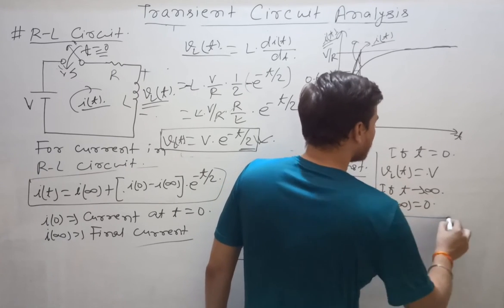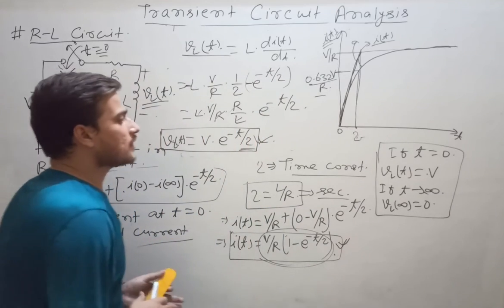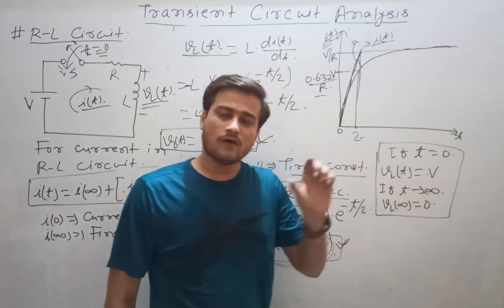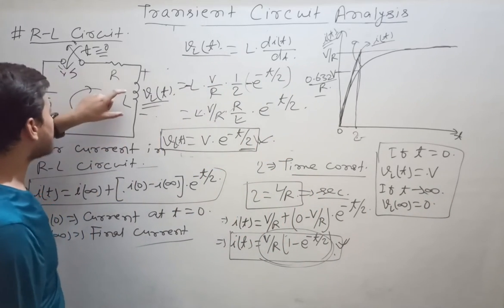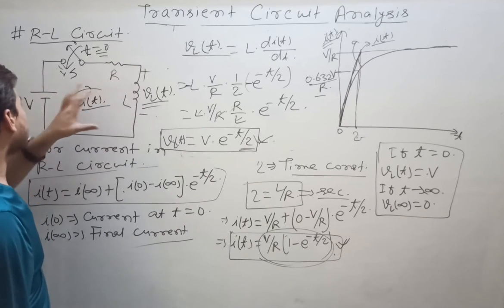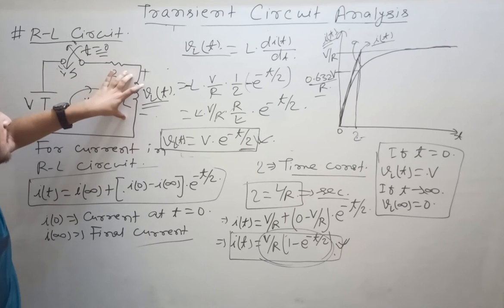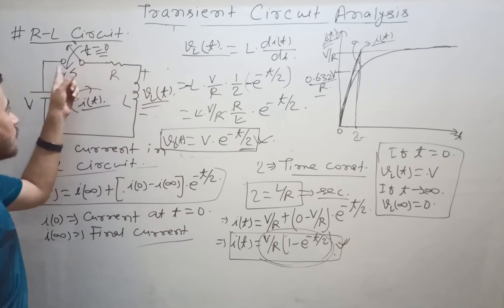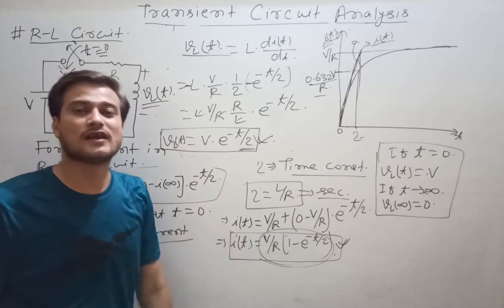VL infinity will be equal to 0. So now you see one thing, from here also you can see that when time t is equal to 0, voltage across inductor is V. What does it mean? If the voltage across the inductor is V, that means the direct voltage you are applying here is being applied across this inductor. How is it possible? It is only possible if the current flowing through the resistor is 0.